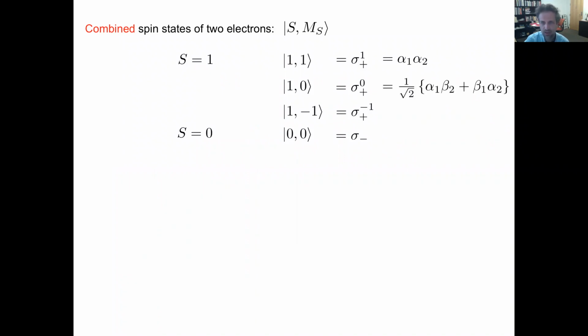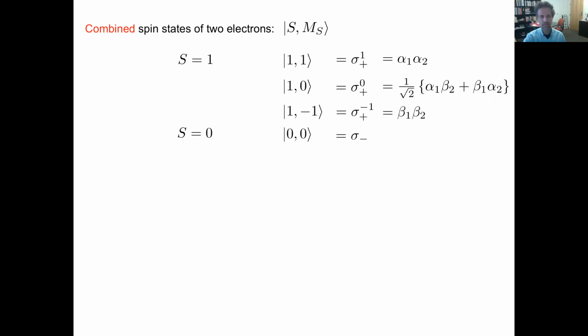The second one is a little funny looking, because it turns out you have to make a combination of two of these spin states: alpha 1, beta 2 plus beta 1, alpha 2, and then it has a normalization factor, 1 over square root of 2. That combined spin state has the exact properties of the spin state that is indicated by 1, 0. S equals 1, MS equals 0. So that is sigma 0 plus. Sigma 0 plus is a linear combination of these spin states, written in terms of alpha and beta.